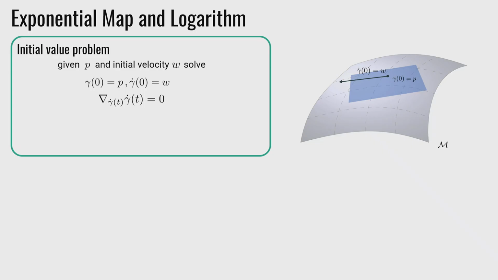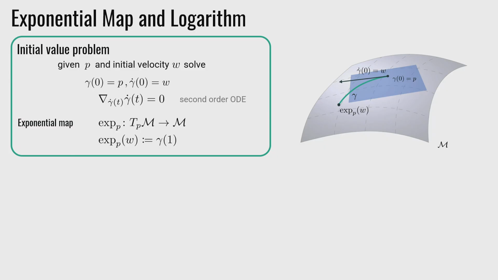So just to summarize, this allows you to formulate the initial value problem also in the shape space context. So you basically start at a point, you have an initial velocity, and you solve this ODE, where it is a second order ODE because of the second derivative, but it's a bit hidden because it's just hidden in this symbol. And then the exponential map is defined as the endpoint of the solution of this geodesic ODE.